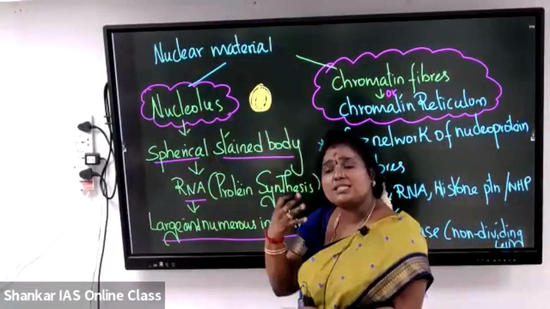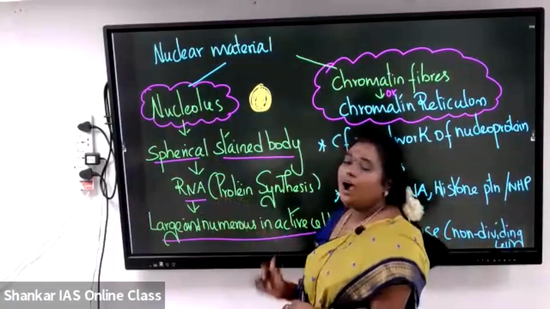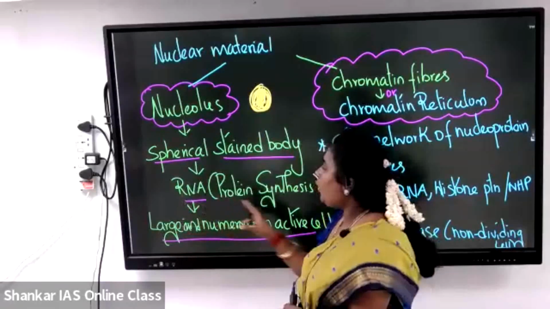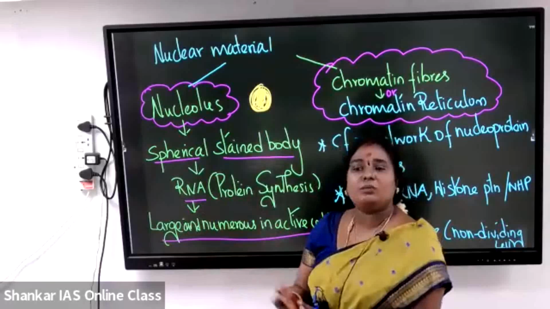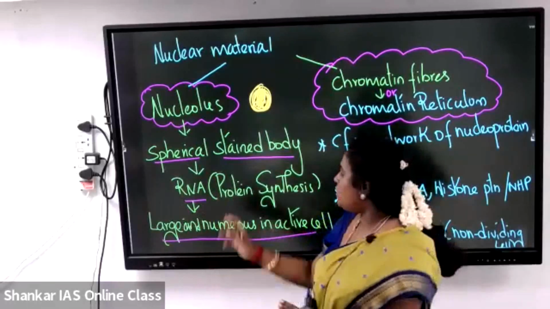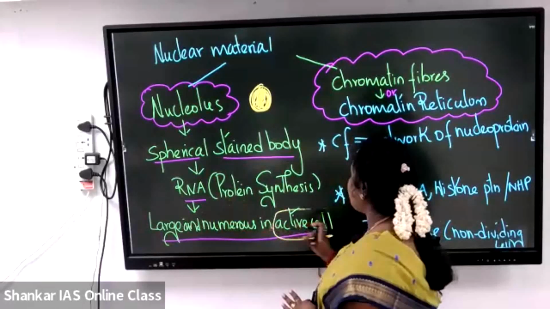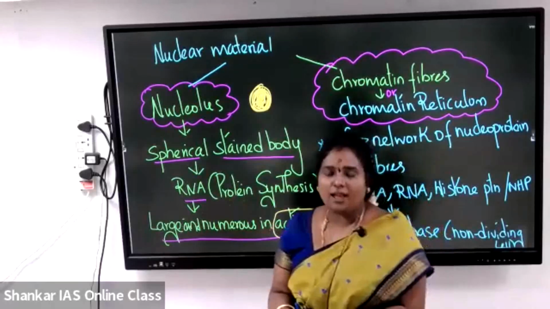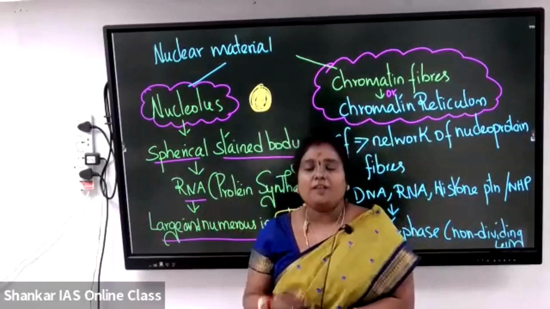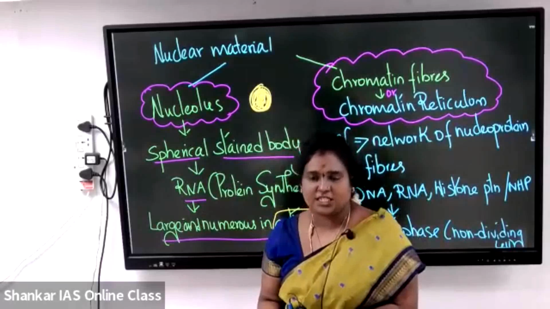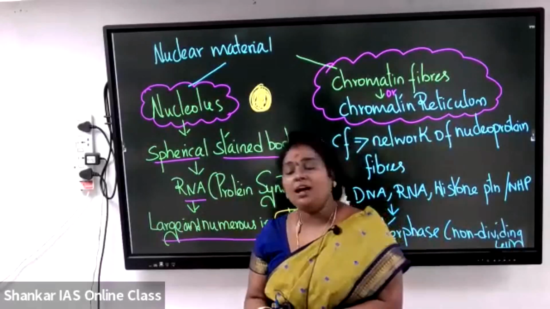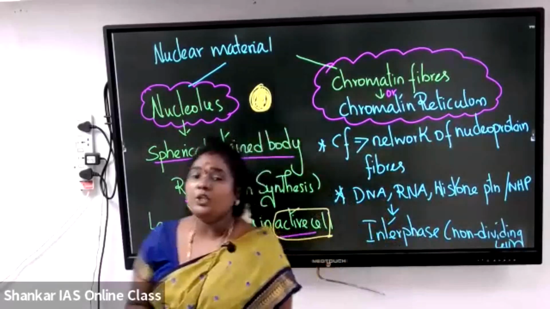What does the nucleolus actually contain? It contains RNA. When it contains RNA, what will be its function? Obviously, it will be protein synthesis. So it will be present in the active cells. Whenever the cells are growing, whenever the cells are very active, whenever the cells are going to do a physiological function, they will be rich in RNA. So that's about the nucleolus.